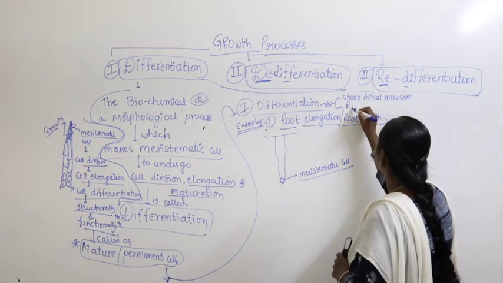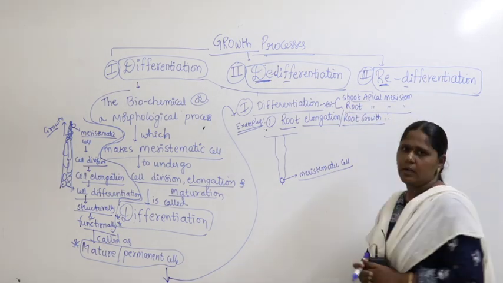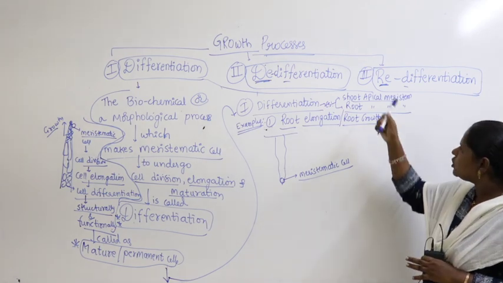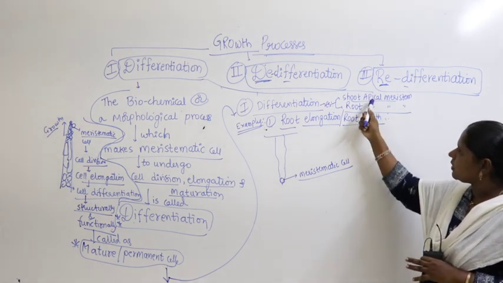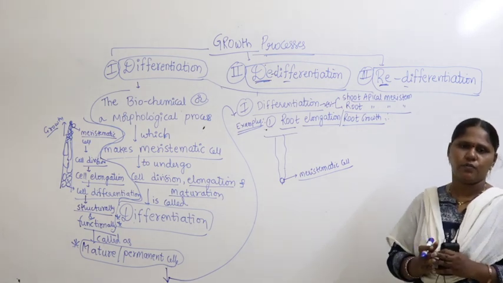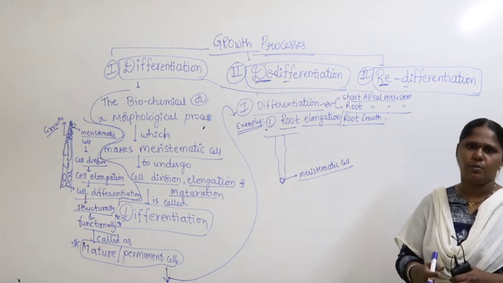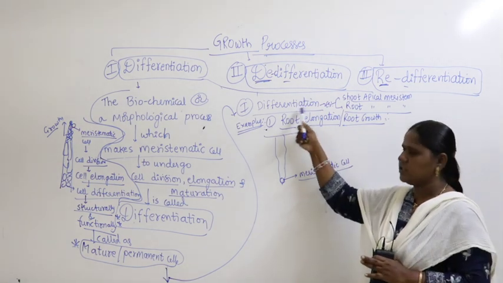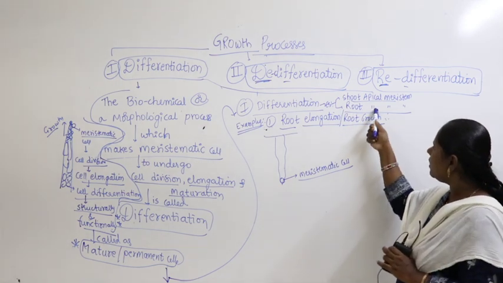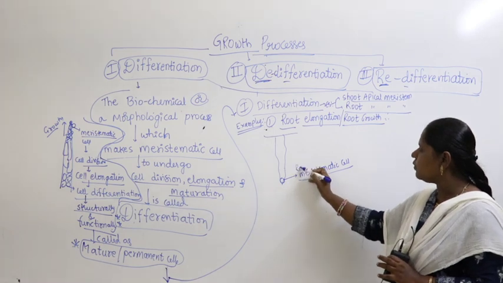Similarly, we can take root apical meristem. What we can take? Root apical meristem. So here shoot apical meristem and root apical meristem are very good examples directly for the growth phenomenon that we can take as the first phenomenon called differentiation. For us, as an example, we are taking root apical meristem, the tip of the root here. So this is nothing but the root tip here.